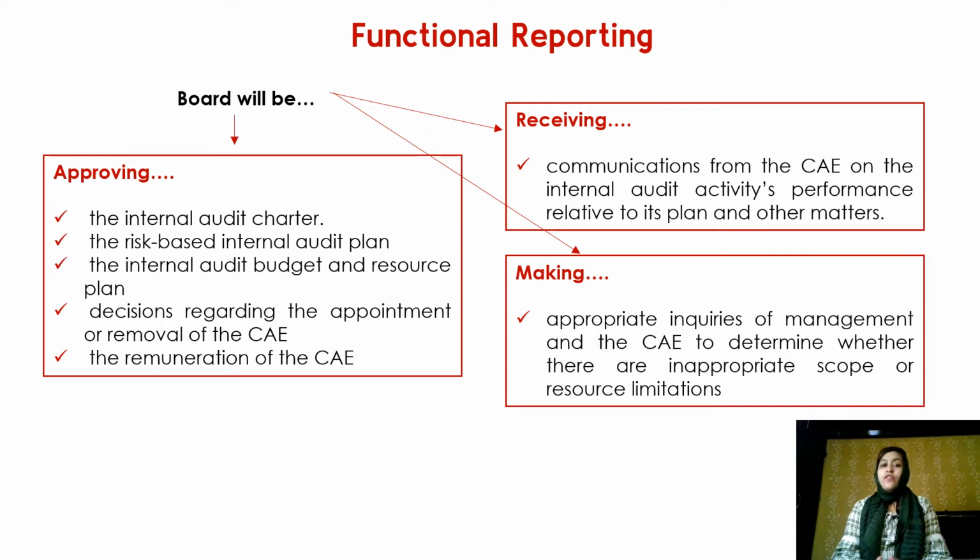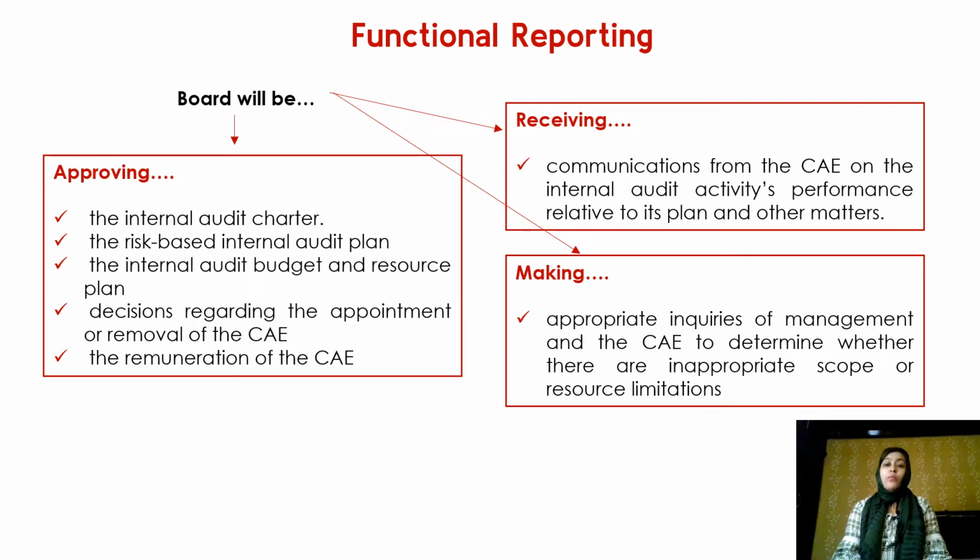Now, what are the aspects of functional reporting? For the sake of memorization, I have divided the functional reporting into three aspects. One is the approving aspect, one is the receiving aspect, and another one is the making aspect. The things related to the approving aspect are approving the internal audit charter, approving the risk-based internal audit plan, approving the internal audit budget and resource plan, and approving the decision regarding the appointment, removal, or the remuneration of the chief audit executive.